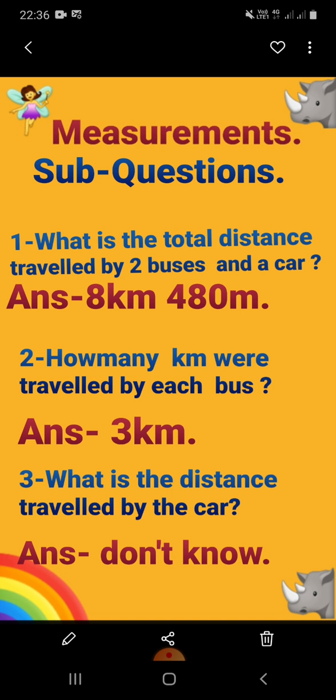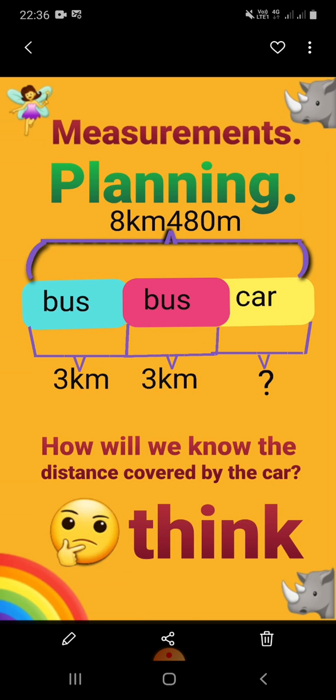And how many kilometers were travelled by each bus? 3 km. What is the distance travelled by the car? That we don't know, that we have to find, right? Children, let us do the planning for that.